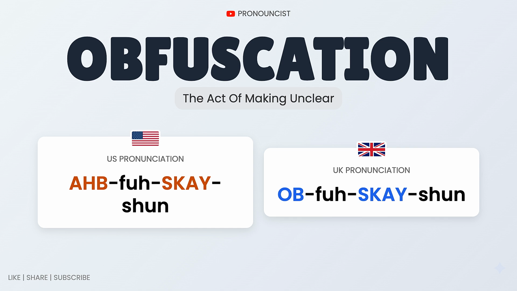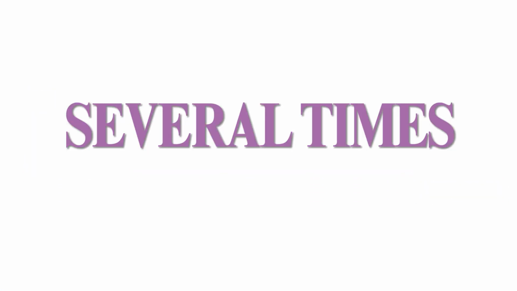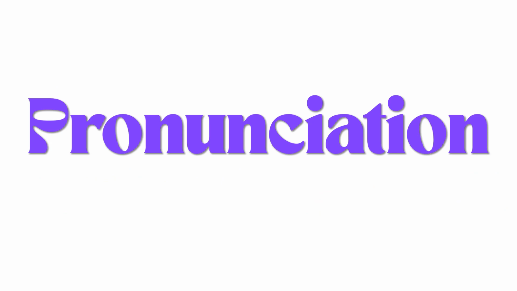The best way to practice is to repeat the syllable multiple times. The meaning of the word is the act of making unclear. Try repeating this word several times to improve your pronunciation.